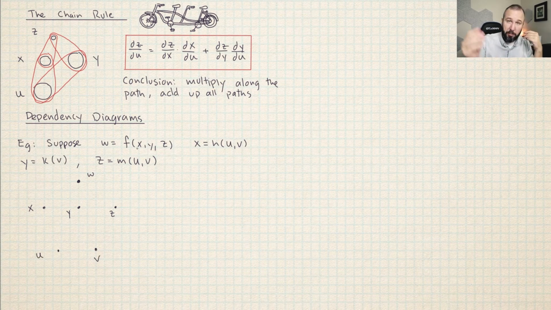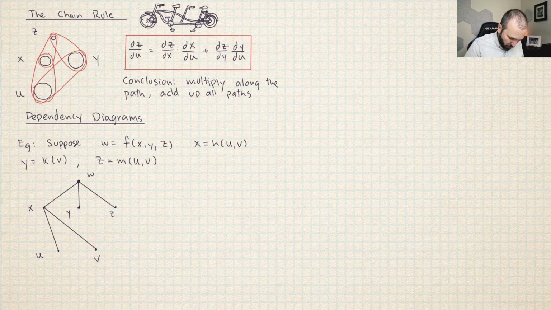And now I'm going to draw a line each time one of the variables depends on the other variable. So w depends on x and y and z. All right, now x depends on both u and v. y only depends on v, and z depends on both u and v. So you basically just draw a line whenever one of the variables depends on another one.